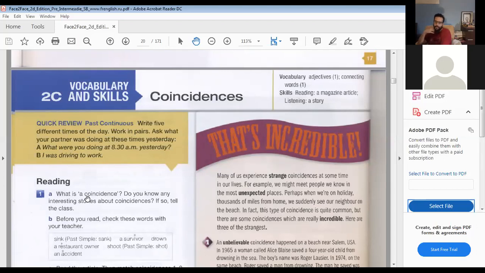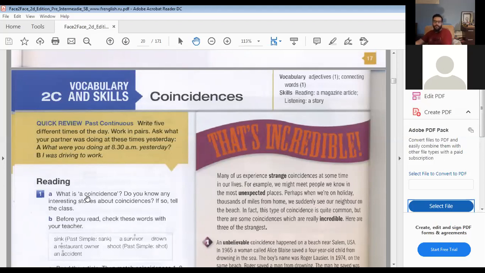Yes. It's like a coincidence, meaning a strange chance or a strange coincidence. Okay, so yes, this is the meaning of coincidence. Coincidence. So here we're going to learn about a few interesting stories about coincidences.